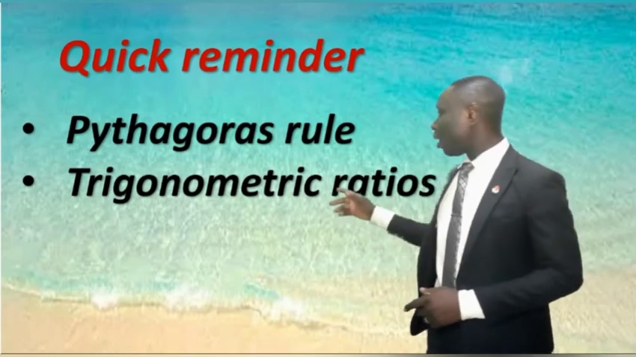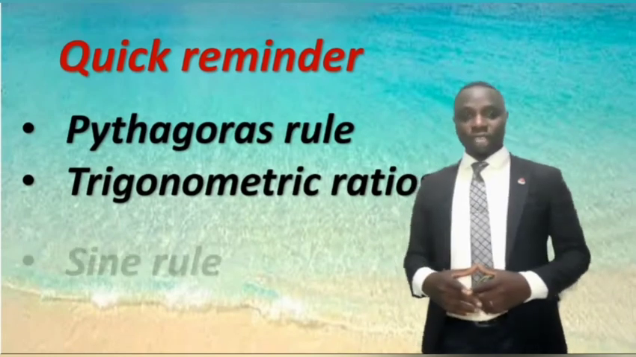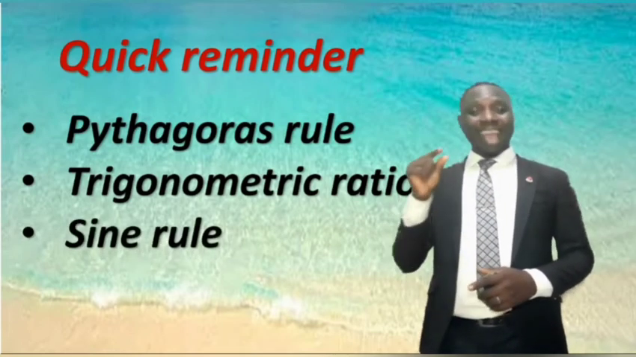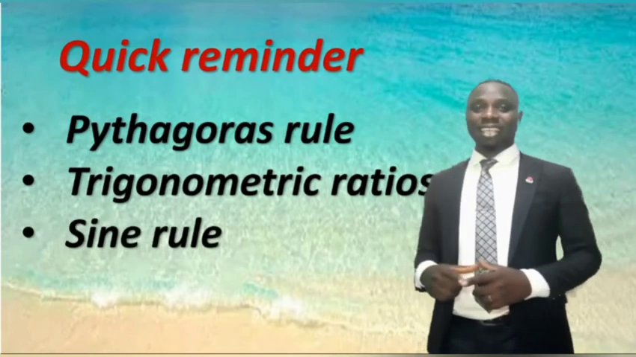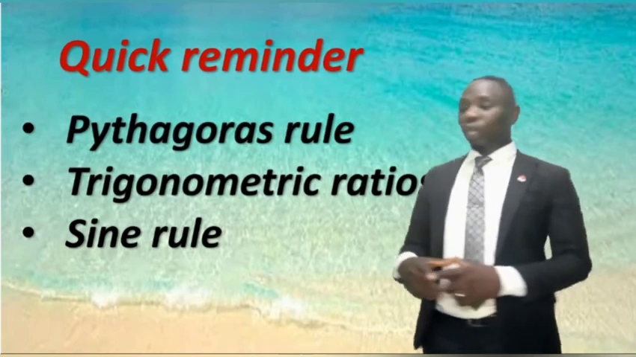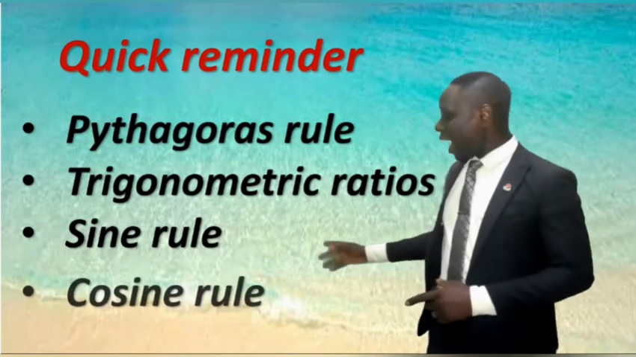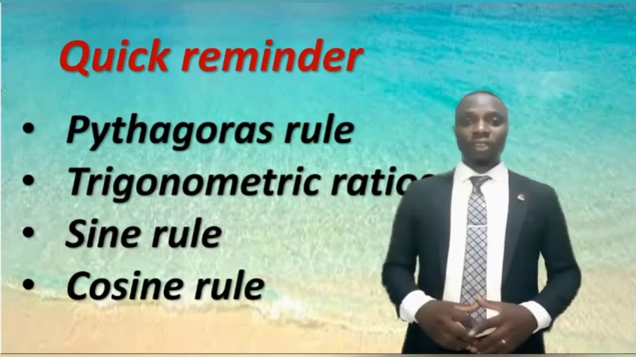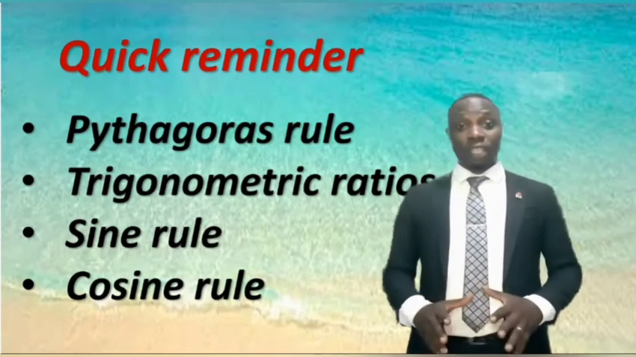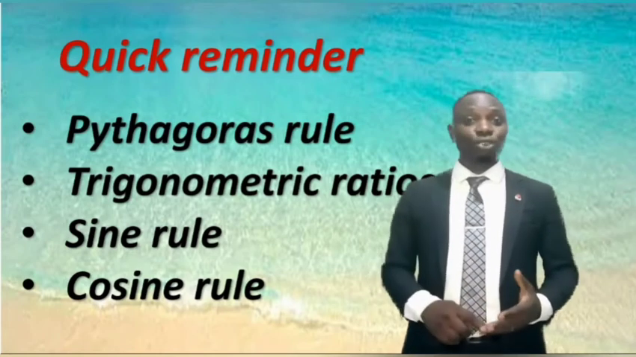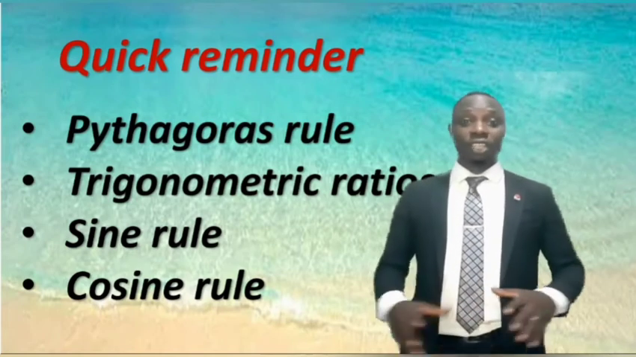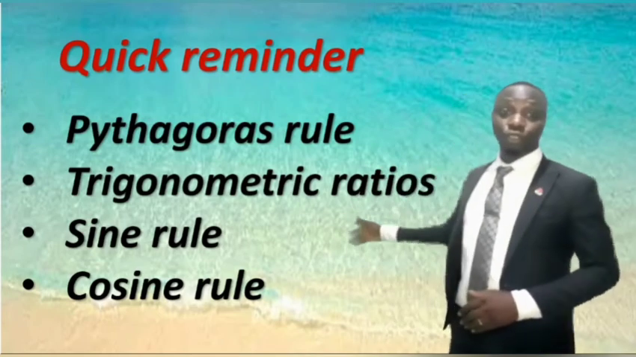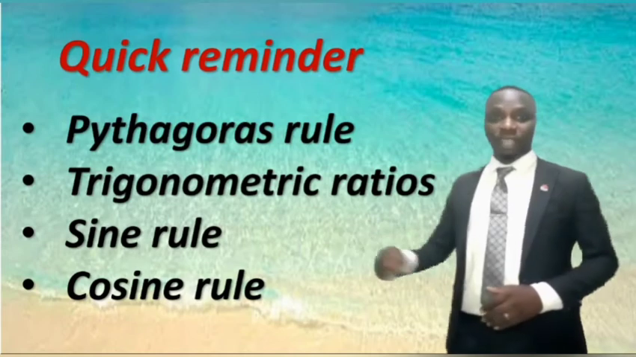We also talked about the trigonometric ratio. The trigonometric ratio is very important when an angle is given in a right-angled triangle. We also talked about the sine rule and the cosine rule. The sine and the cosine rule, however, can be used to solve questions involving the right-angled triangle and any other type of triangle. How are these 4 points used to solve practical questions in bearing?